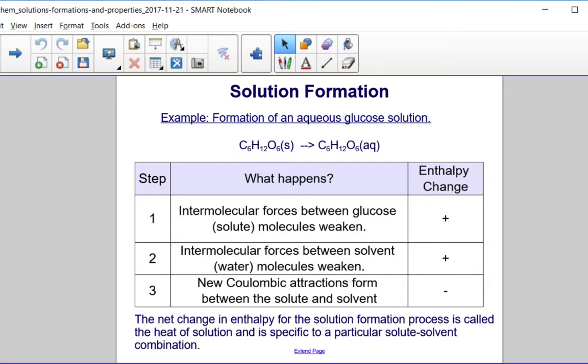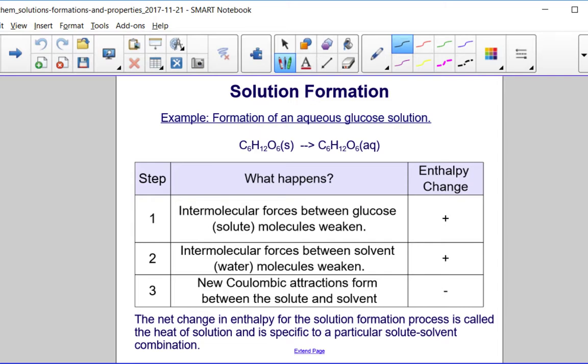As an example, let's look at the formation of an aqueous solution of glucose. So we have glucose in solid form, and then we're dissolving it, so it ends up aqueous or dissolved in water. So what has to happen? Well, first, the intermolecular forces between the glucose molecules must weaken. That requires an input of enthalpy or a positive enthalpy change.